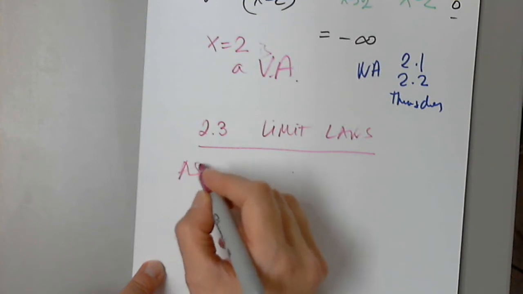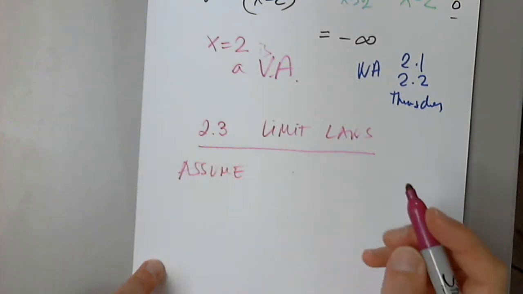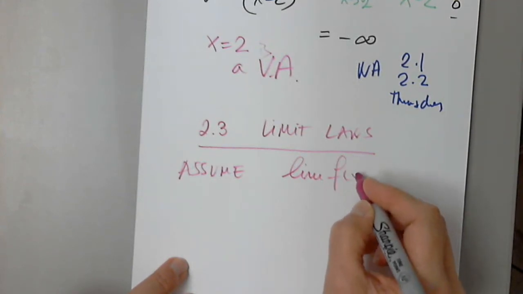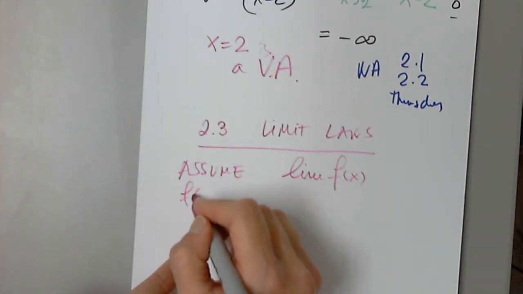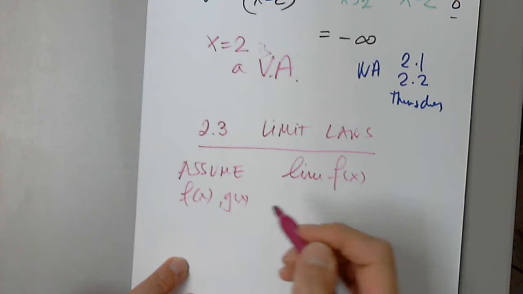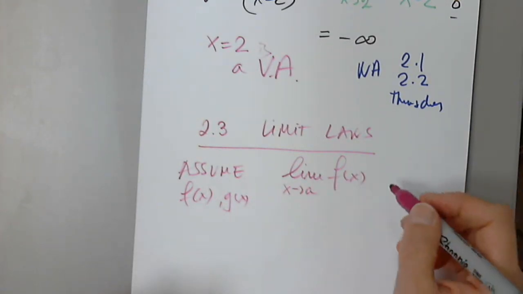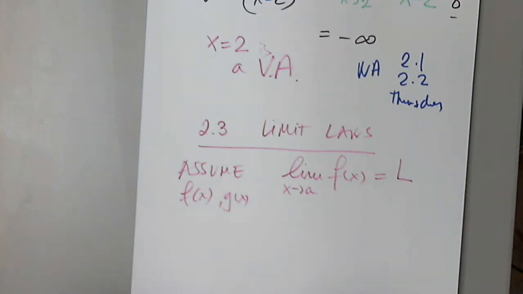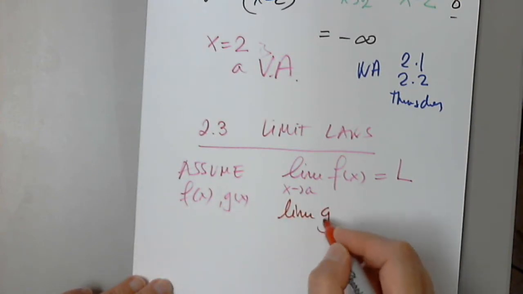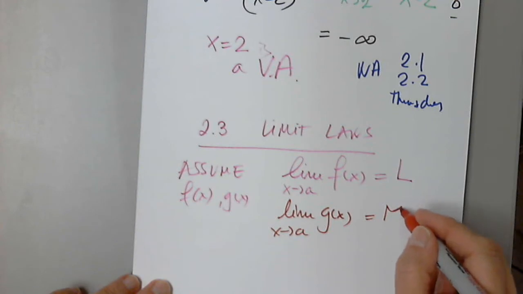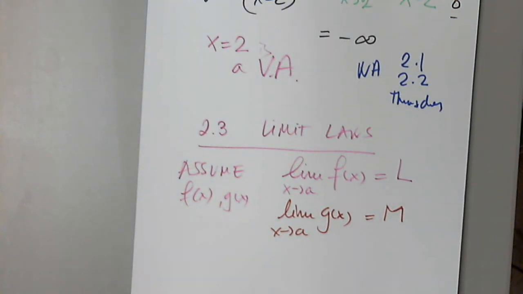So let's assume that we have two functions, f of x and g of x, for which the limit of f of x as x approaches a exists, it's a number L, and the limit of g of x as x approaches a from either side is another number, uppercase M.